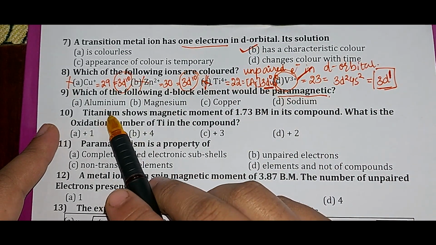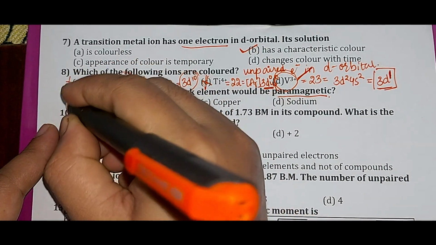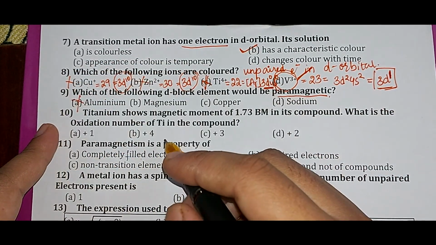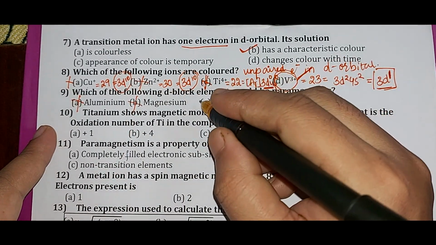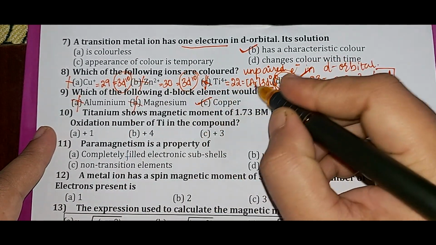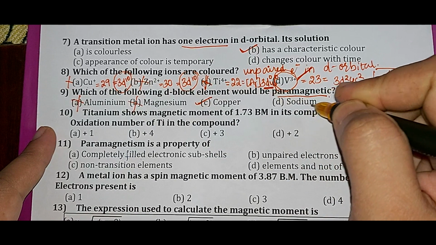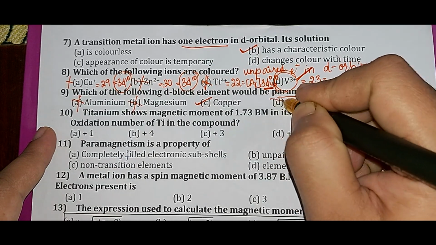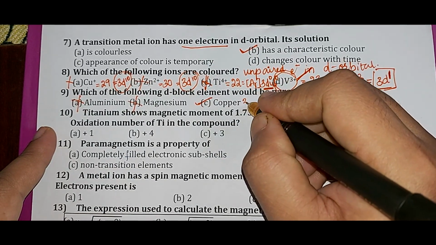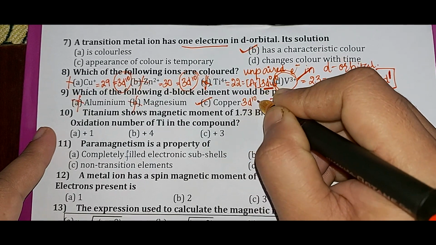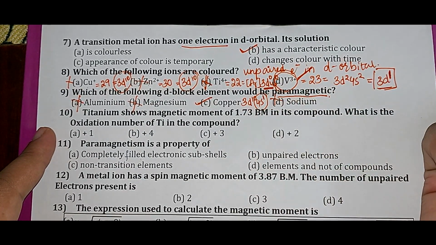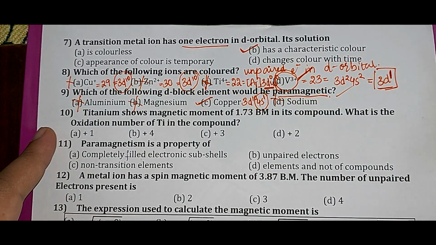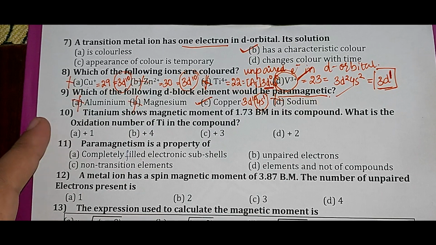So if we consider aluminium here, it's not a d block element, it is a p block element. Magnesium is an s block element. Copper is a d block element. And sodium is also an s block element. Copper outer shell electronic configuration is 3d10 4s1, and due to the presence of this unpaired electron, it is paramagnetic in nature. So the correct answer is option C.